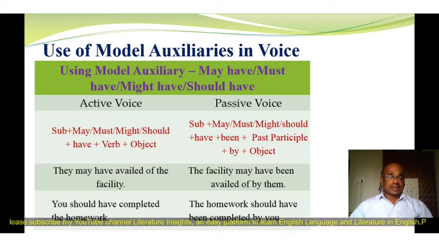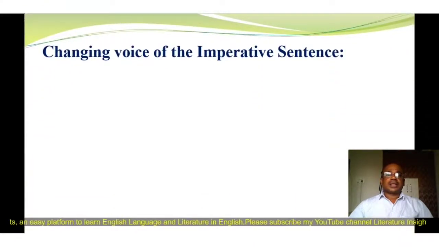So these are the examples of active voice and passive voice using modal auxiliaries like may have, must have, might have and should have. The student has to keep in mind these structures and formulas for changing active voice to passive voice. Then next, changing voice of the imperative sentence. How do we change the imperative sentence from active voice to passive voice? So here I have given some rules.